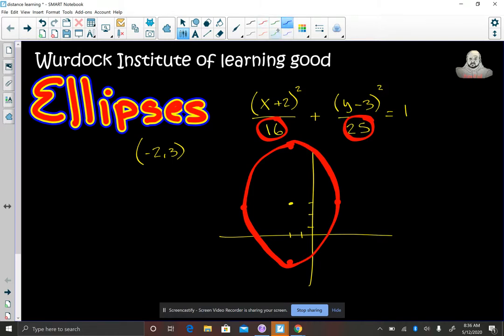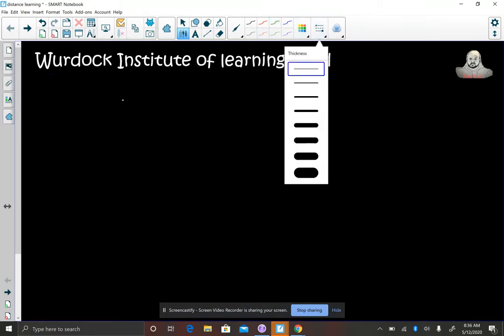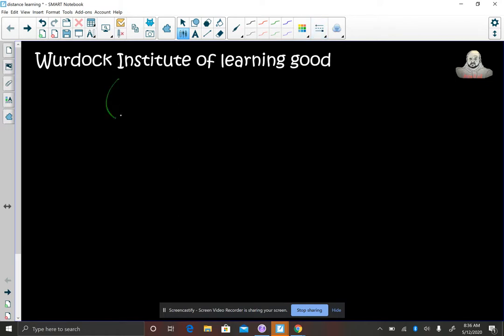And the crucial information here, let's do green. This distance is 4. That distance is 5. And 4 and 5 come from the square root of these two numbers. That's where that comes from. So as a for instance, the general form would look like this. x minus h squared over, I'll pick a squared, y minus k squared over b squared equals 1.